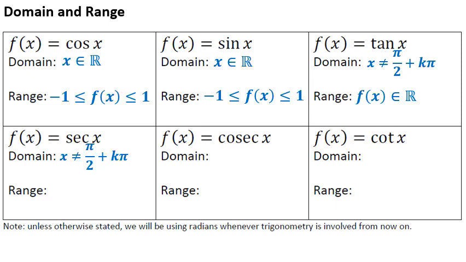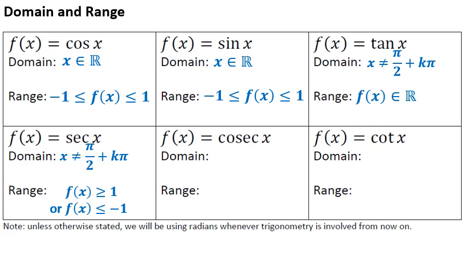Sec x is 1 over cos x. If the denominator is 0, we have a problem. Cos x is 0 whenever we get to pi by 2, 3 pi by 2, 5 pi by 2, etc. Negative pi by 2, negative 3 pi by 2, and so on and so on. The range is the exact opposite of the range for cos. You can have a go at writing this in different forms, but I think the laziest, easiest way is to write it as f of x is greater than or equal to 1, or f of x is less than or equal to -1.